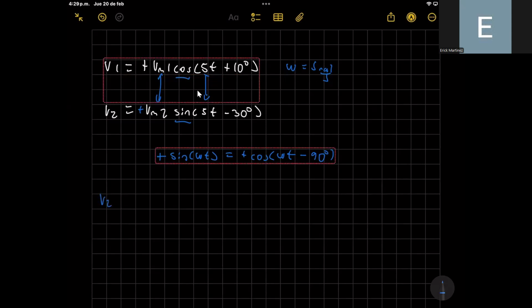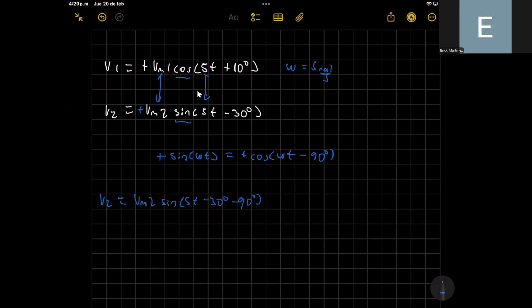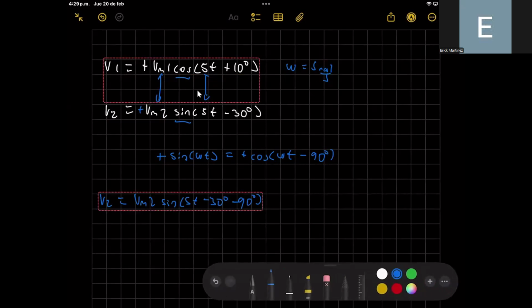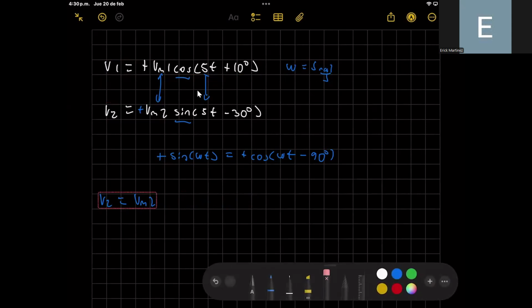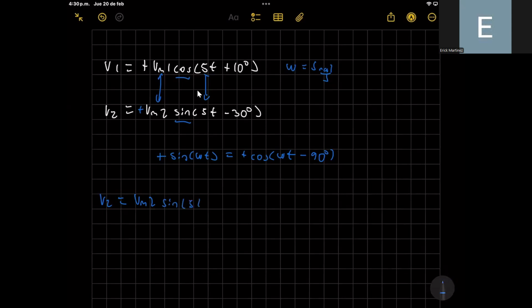That will be equal to V2 is equal to Vm2 times the sine of 5t minus 30 degrees minus 90 degrees. Okay, sorry, I committed an error there. I forgot to place a step right here. Sorry for the trouble. So here I need to write again the function in order to be clear about the procedure. We have Vm2 times the sine of 5t minus 30 degrees, and I need to subtract 90 degrees to the argument.